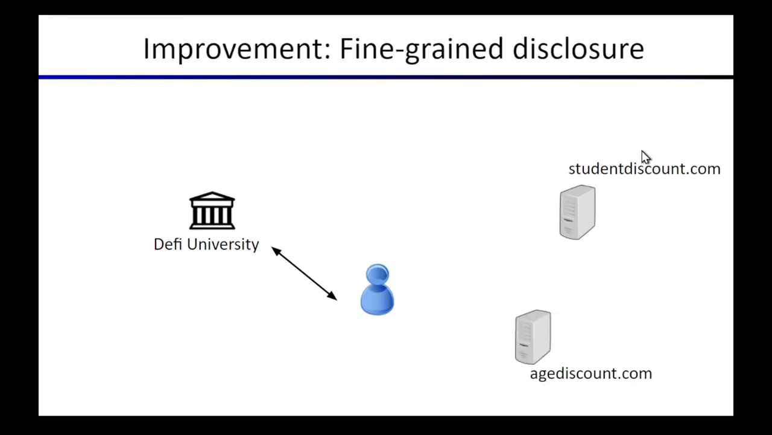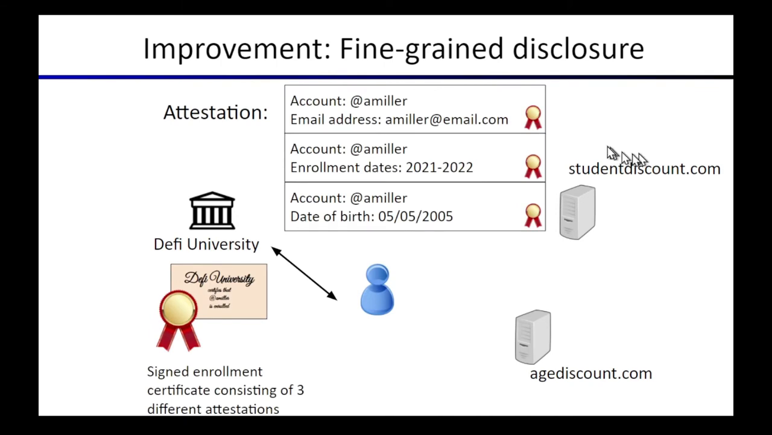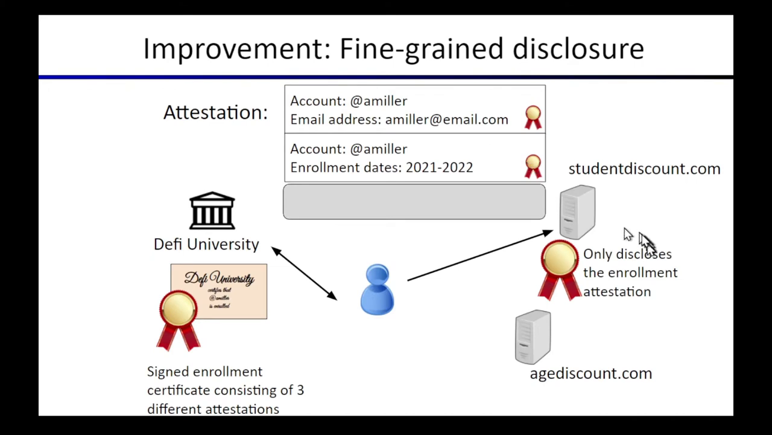So one way that we could do this is by instead of issuing a single document with a single signature that contains all of the records that the issuer is willing to attest to about me, I could instead break them up into individually signed chunks. I have one for my email, another for my birth date, another for the dates that I'm enrolled in this course. Now when I go and present my signed credential, I can basically break off the pieces of it and omit them, the ones that I don't want to reveal.